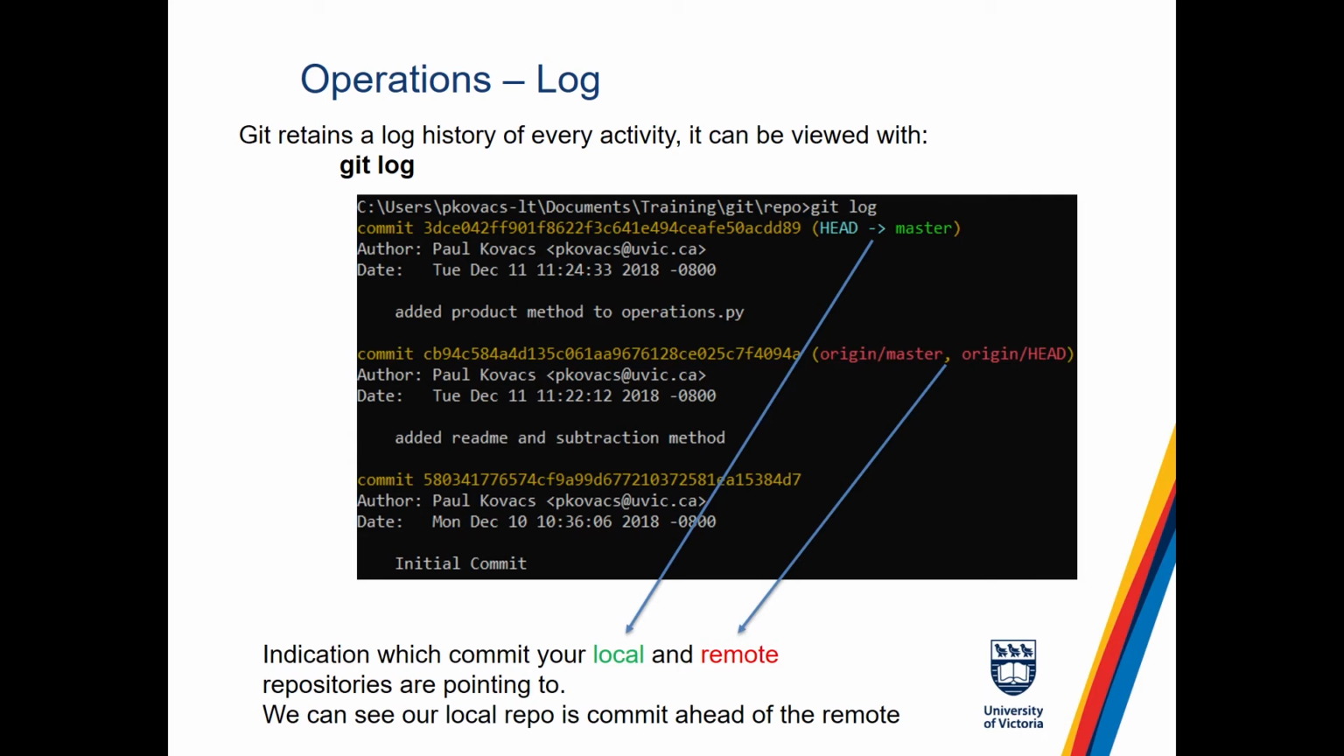Also, as I mentioned before, in this situation you can see that our local branch, which is in green here, the head and the master, are both on this one commit, whereas the remote repository, the origin master and the origin head, are both pointing at a different commit. So again, in this situation, our remote repository is one step behind our local repository.